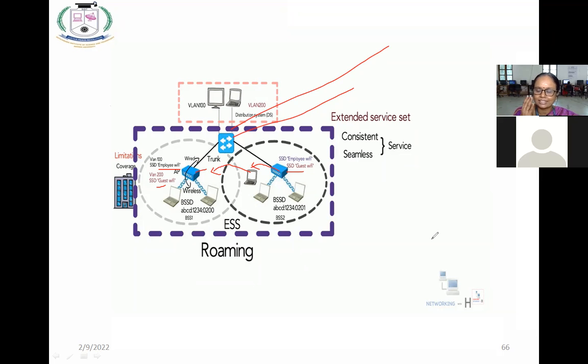So we have a basic service set, or we can go with multiple access points, where I can go with the extended service set. It can be used for hotels, restaurants, houses, research buildings, schools, whatever it may be. Basic service set with one access point, extended service set with multiple access points.